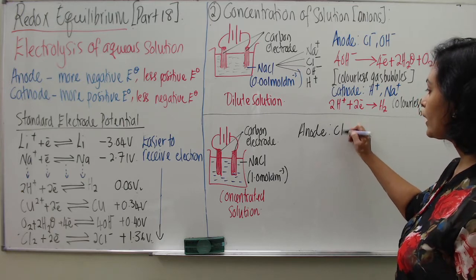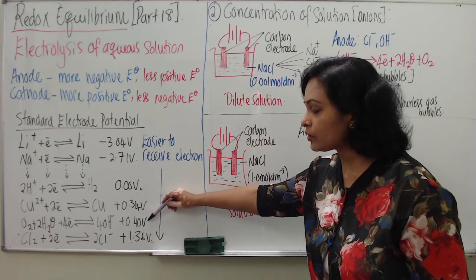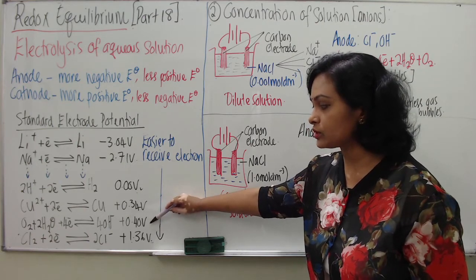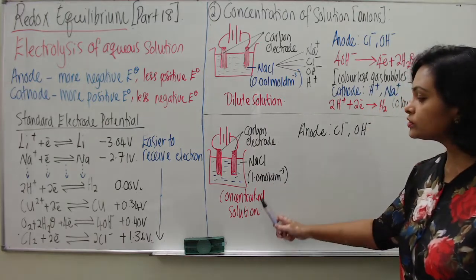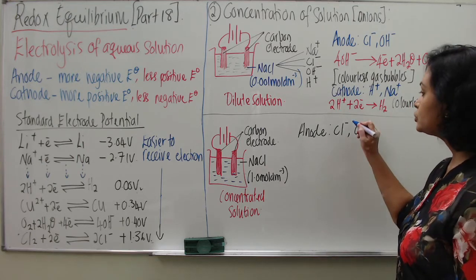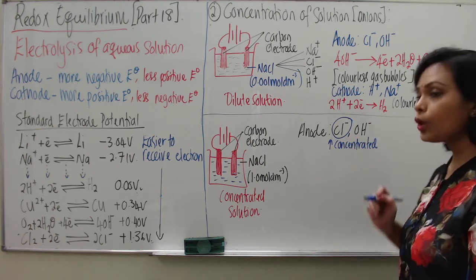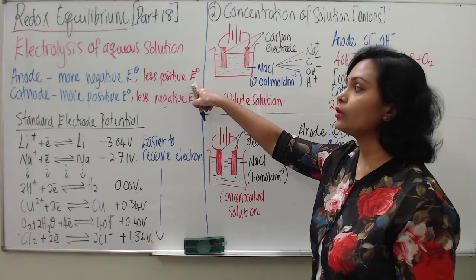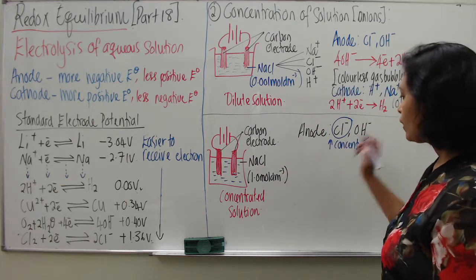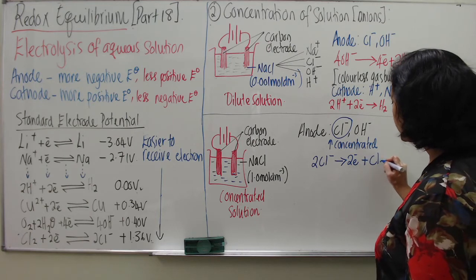At anode, we have chloride ion and hydroxide ion. Now, if we look at this rule, we are supposed to choose hydroxide ion, the one with less positive value. But thanks to the concentration of chloride ion being higher than the concentration of hydroxide ion, you will be surprised to find that chloride ion is chosen, being more concentrated. So chloride ion will be chosen, ignoring this rule. But please remember, teacher repeat, only at anode. Now what happens is 2 chloride ions will donate 2 electrons to become chlorine gas.